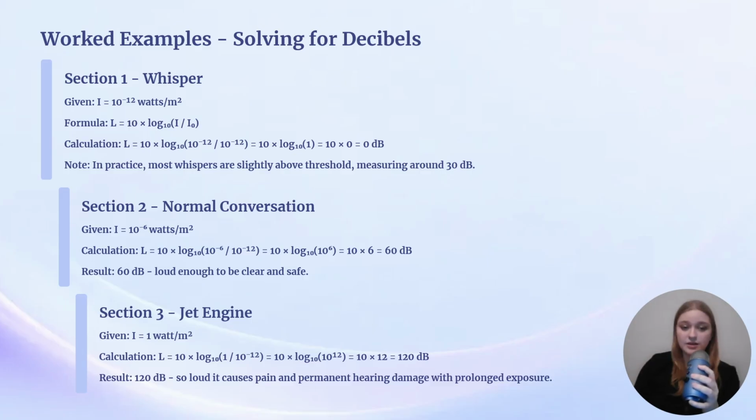And then we can look at the jet engine example. The intensity there is 1 watt per square meter. When we compare that to the threshold of hearing, the formula gives us 120 decibels. Again, that is so loud that it can cause pain and even permanent hearing damage if you're exposed for too long. So that shows how the decibel scale takes a massive intensity value and turns it into a number we can easily compare.